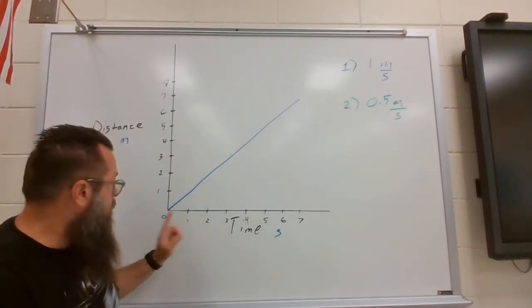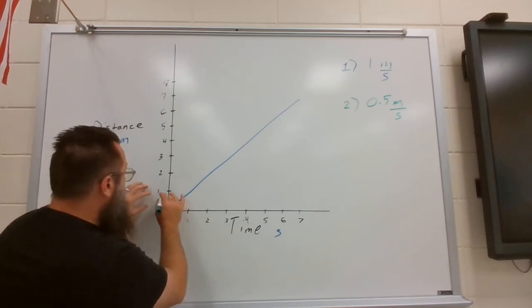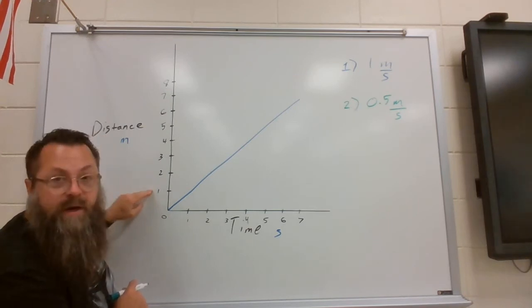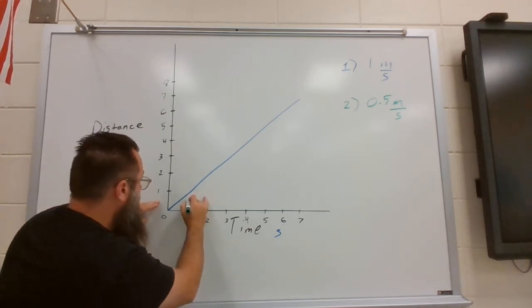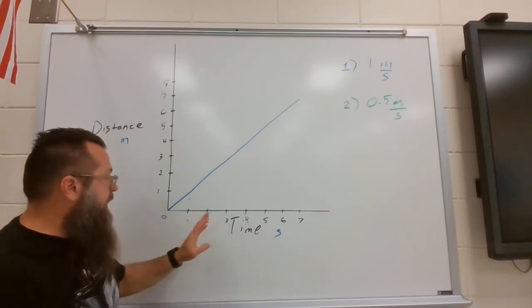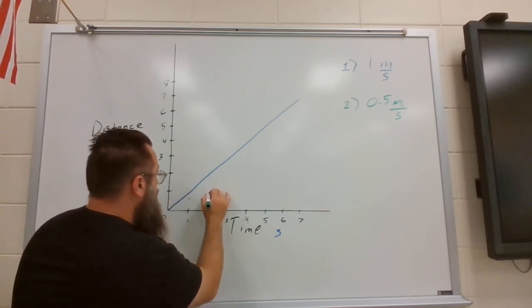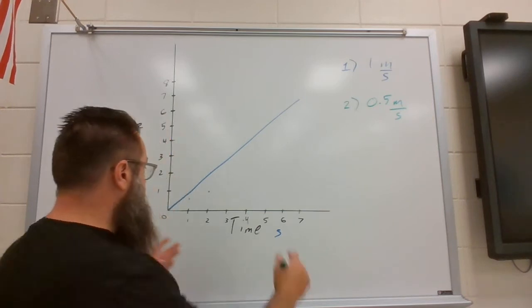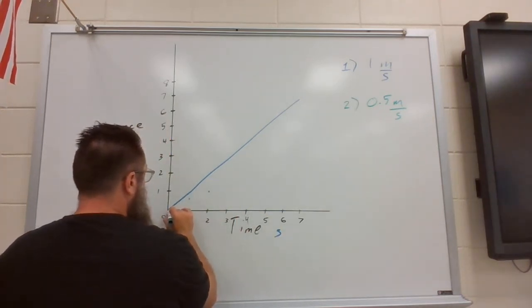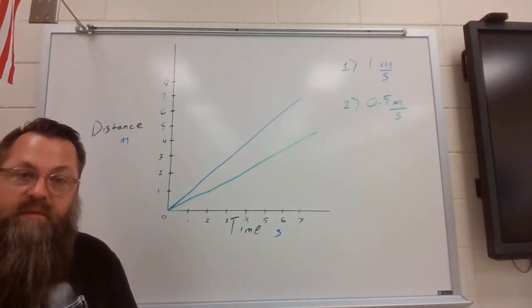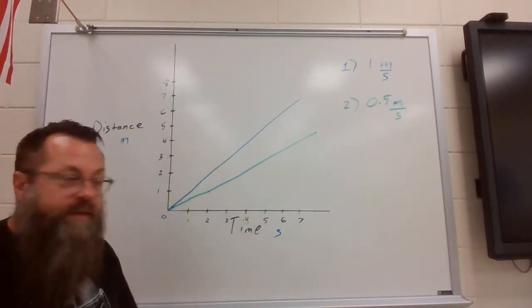After 1 second, it's only traveled half of a meter. So it hasn't gotten to the 1 meter mark yet. After 2 seconds, it's finally crossed the first meter. And so obviously the slope of this line is less than the slope of the previous line.